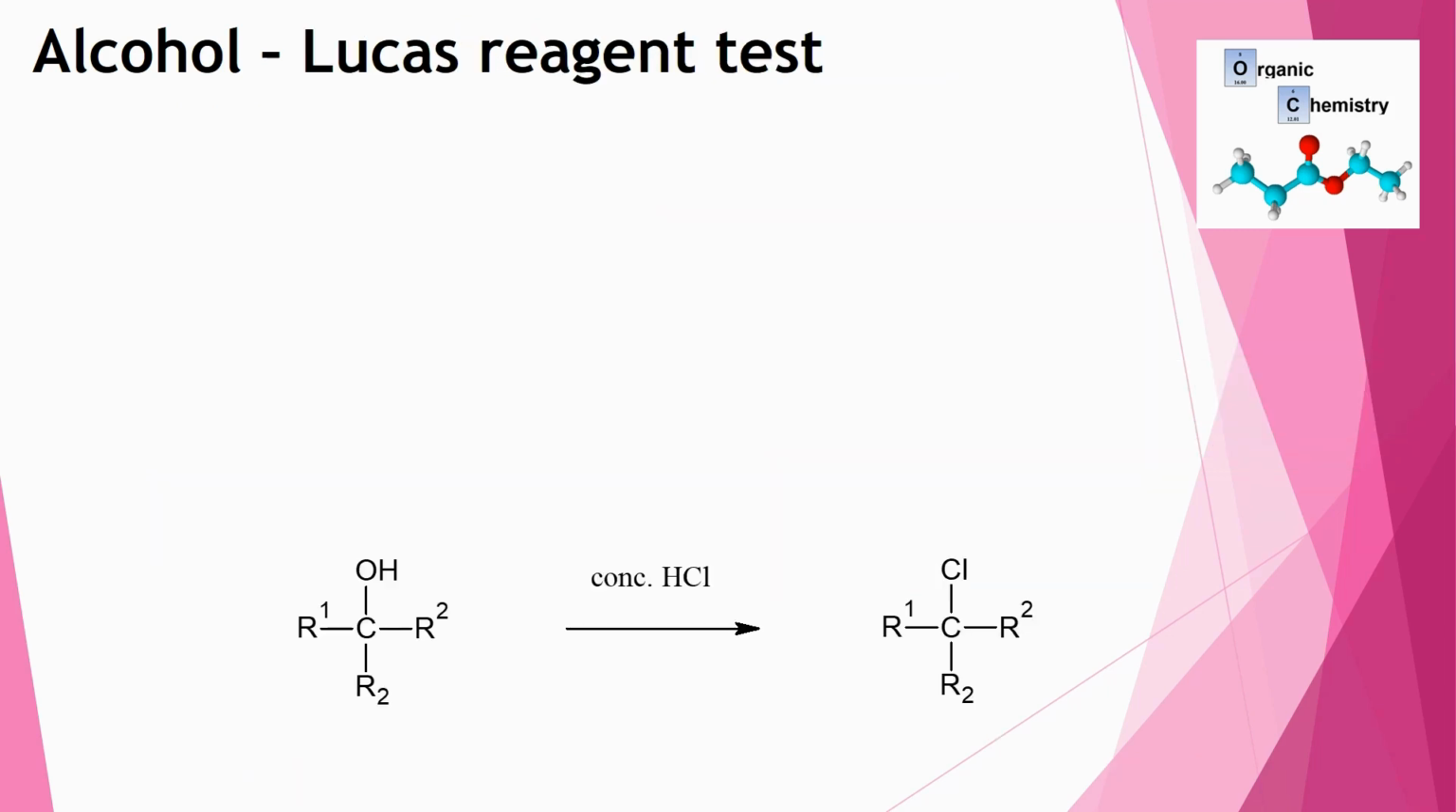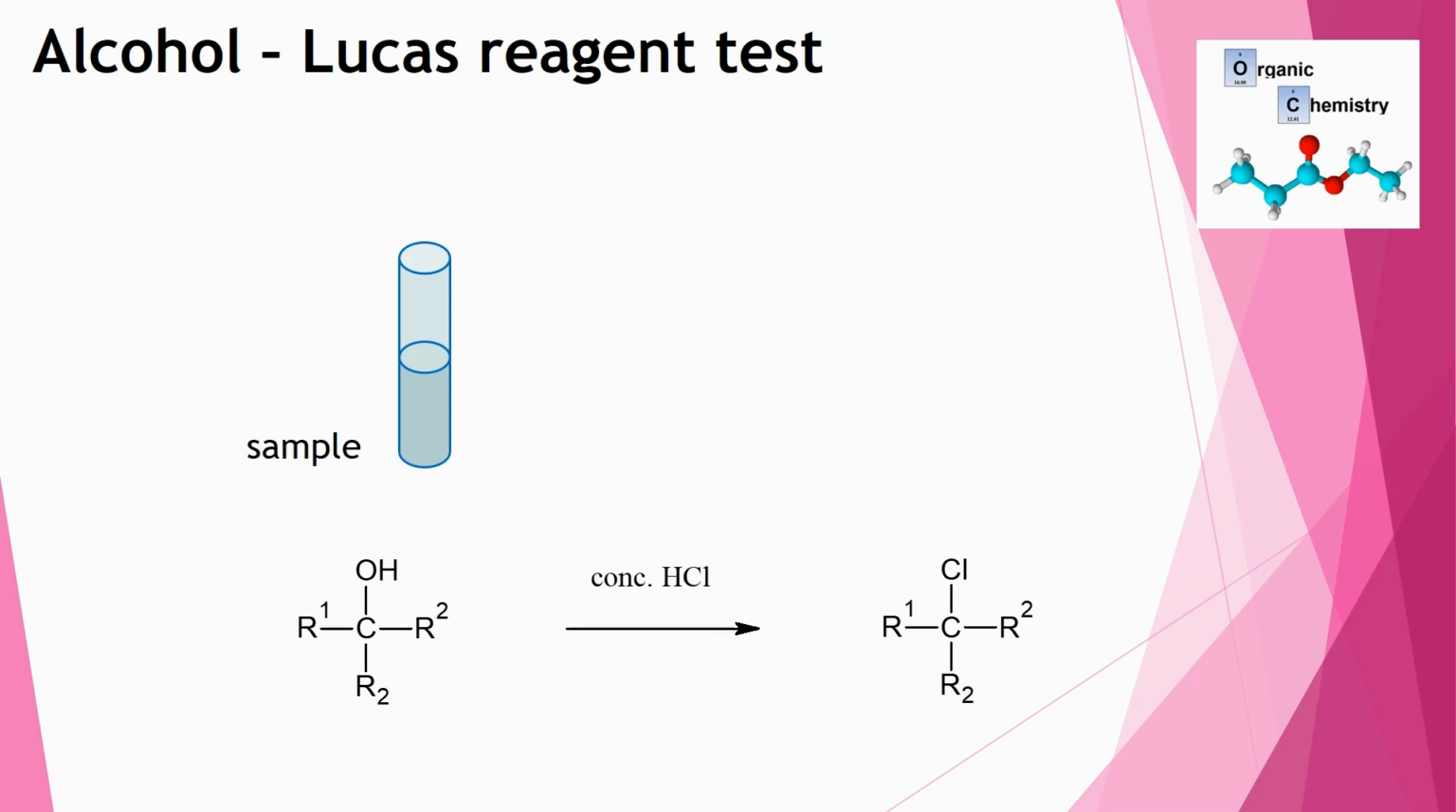Right, Lucas Reagent is another type of test we can use. Now this is a wee bit different. It's a positive test, a definitive test, for a tertiary alcohol. Now the way that Lucas Reagent works is it's a substitution reaction, and the substitution reaction is more likely to occur the more carbons that are joined to the carbon that has the OH functional group on it.